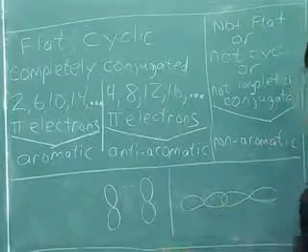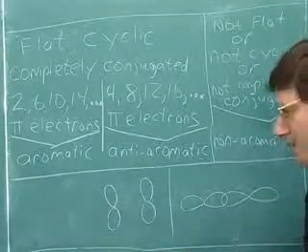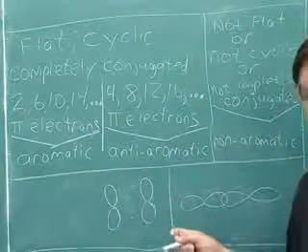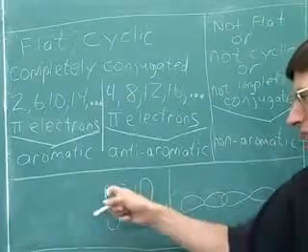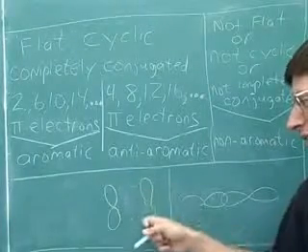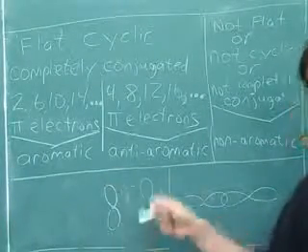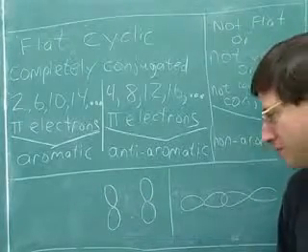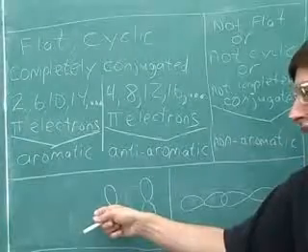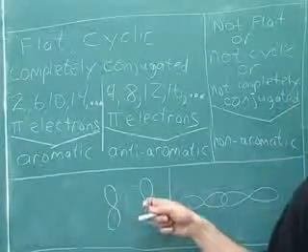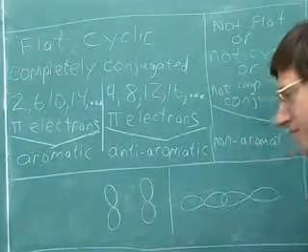One important thing to notice is that side-to-side overlap of p orbitals requires the two p orbitals to be parallel to each other. The reason that this p orbital is overlapping with this one is that they're both pointing in the same direction. They're both parallel to each other. That is, they're both vertical. If this p orbital had been horizontal and this one was vertical, then they couldn't have a side-to-side overlap.